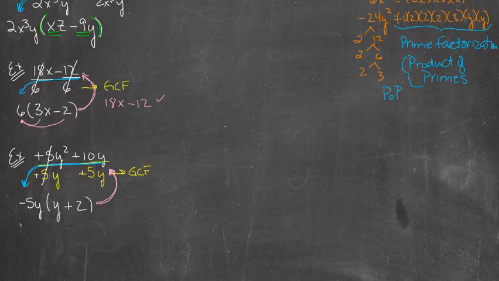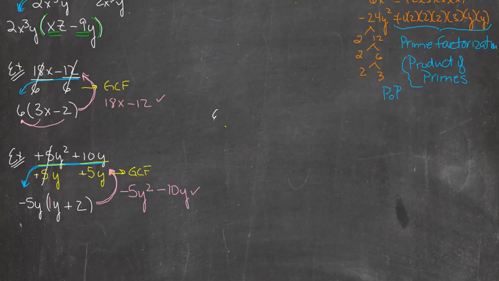So I'm going to distribute again. If I factored to get here, then I'm going to multiply to get here. So negative 5, a negative and a positive is a negative. 5 times 1 is 5. Y times y is y squared. Negative and a positive is a negative. 5 times 2 is 10. I have 1 y and 0 more y's. That gives me 1 y. I ended up right back where I started, so I know that my factoring is correct.